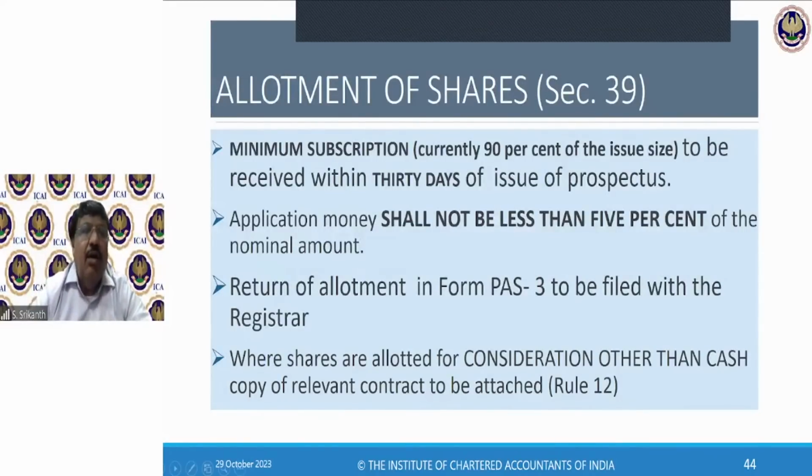Where shares are allotted for consideration other than cash, in some cases, instead of giving money, a person may give some asset, a land or something, and we may allot shares for that. In those cases, there will be a contract between us and him, by which he will agree to transfer the asset and we will agree to allot shares. That contract should also be attached to Form PAS 3, right?